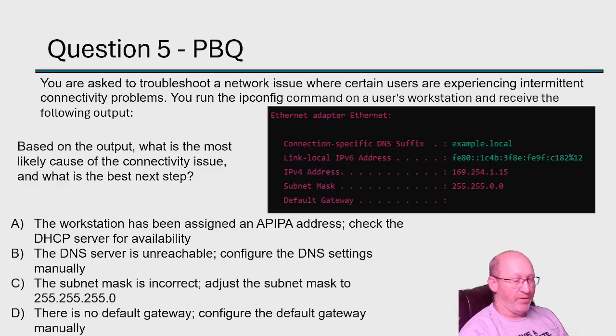Because remember, our private IP addresses are 192.168 and then the last two octets. We have 172.16 through 172.31, and then the last two octets. And then we have 10 and the last three octets. Those are private IP addresses. This is very much not one of them. The answer is going to be A. The answer is 100% going to be A.